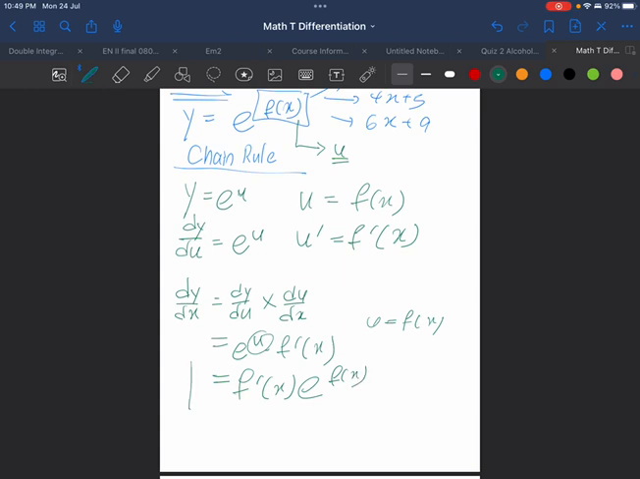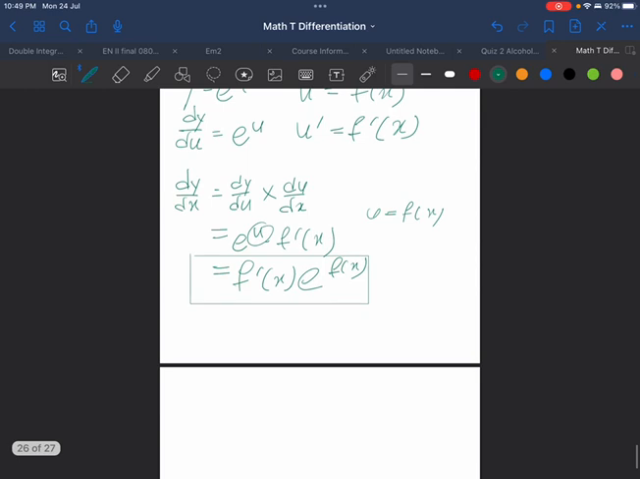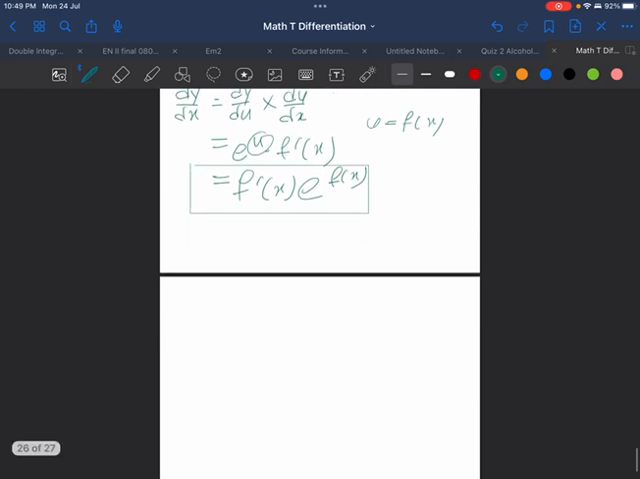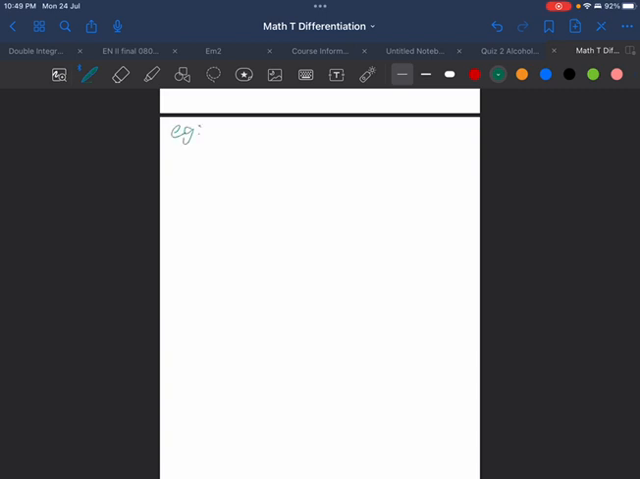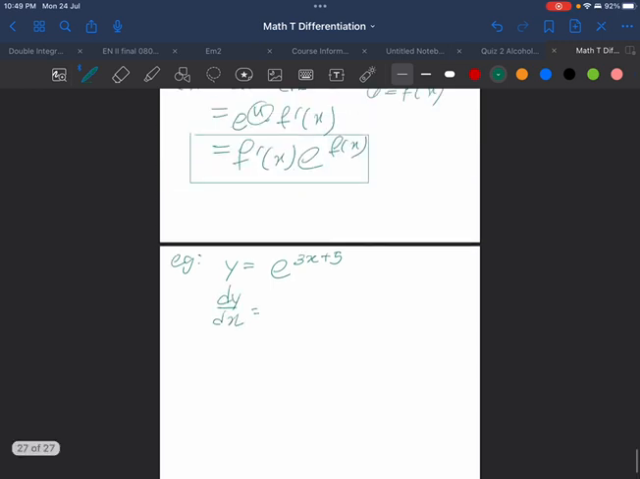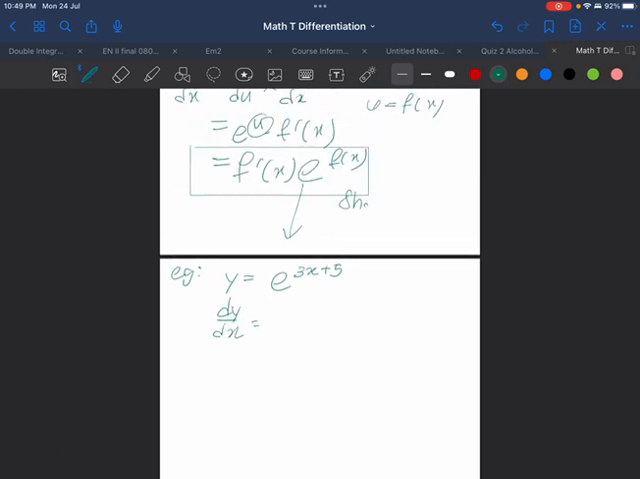So here is a general formula for the differentiation of exponential functions. Sorry. So let's say, for example, I have y equals 3x plus 5. How are we going to differentiate it? We just apply the formulas, apply the shortcut.